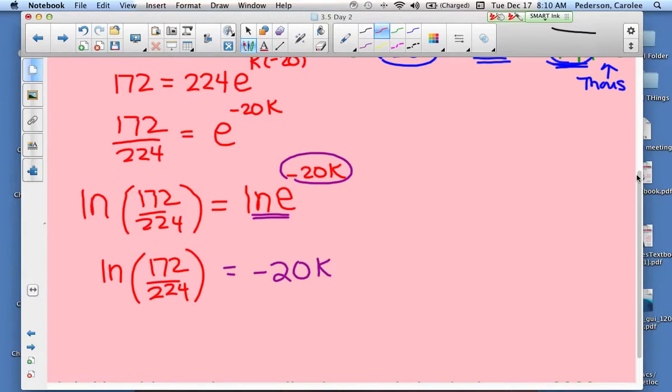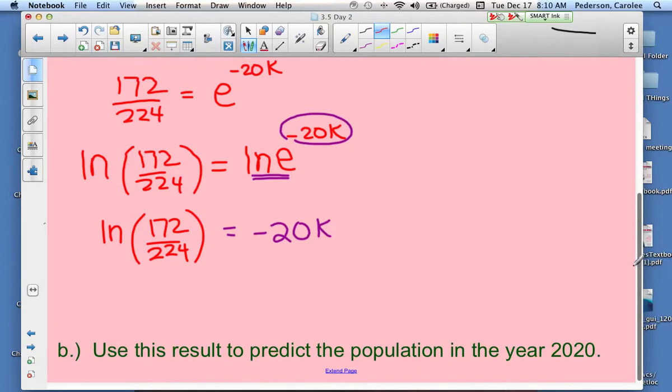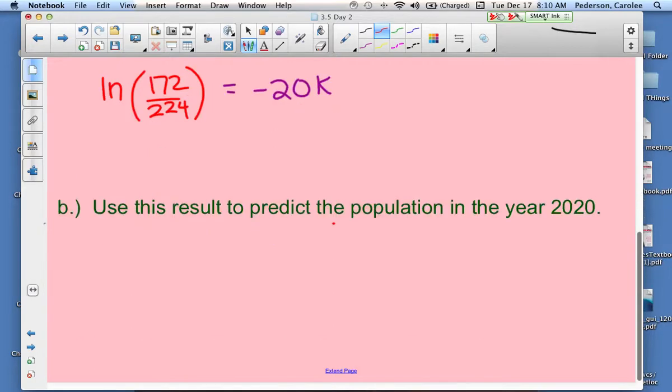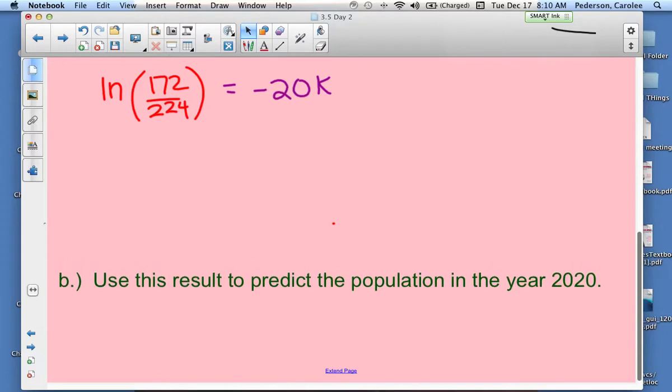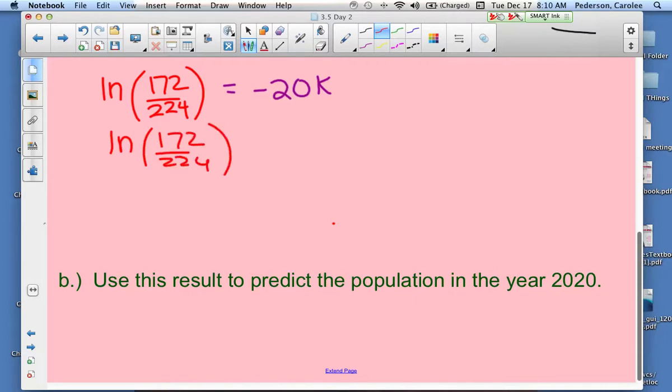Last step is divide by negative 20, so I have the k by itself. So I have the natural log of 172 divided by 224, and then it's all over negative 20. And now I'm left with the k on the right.